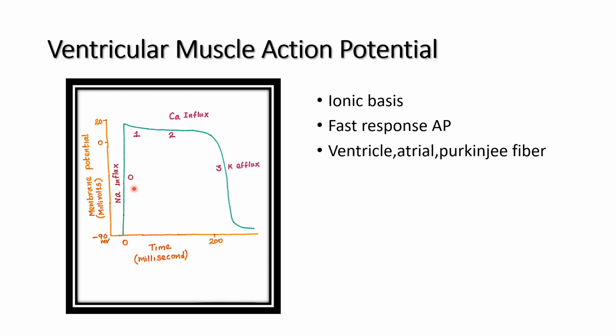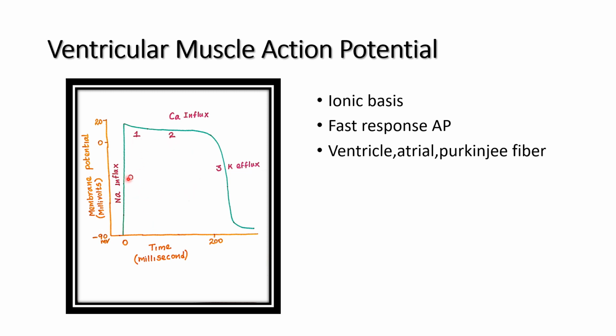It has four phases: 0, 1, 2, 3. The resting membrane potential of the ventricular muscle is minus 90 millivolts. The action potential duration is around 300 milliseconds, the longest duration compared to nerve and muscle. In nerve and muscle, the duration of the action potential is 1 or 2 milliseconds. Here it is 300 milliseconds.